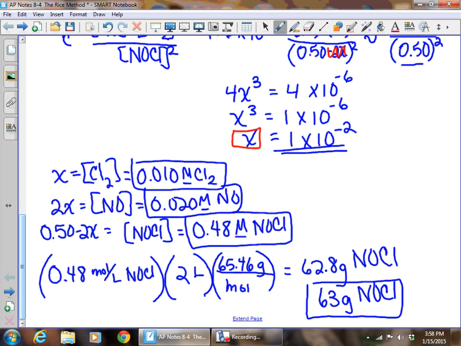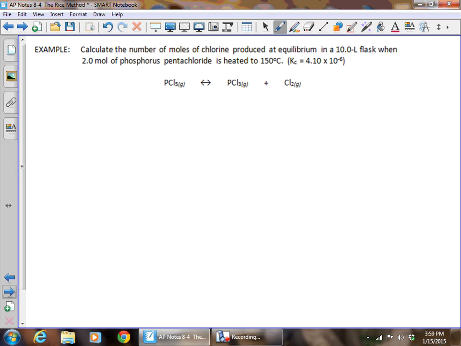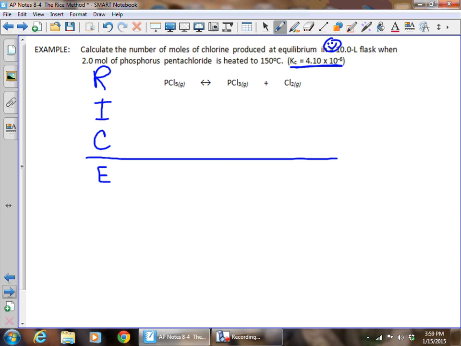So that's our first example. And I want to do one more example just to make sure we've got it. Let's look at the next page here. In this case, it says calculate the number of moles of chlorine gas produced at equilibrium in a 10-liter flask, when 2 moles of phosphorus pentachloride are heated to 150 degrees Celsius. And it gives us a Kc value right here. So we know we've already got the reaction here. We need initial, we need change, we need equilibrium. So let's get those values first.